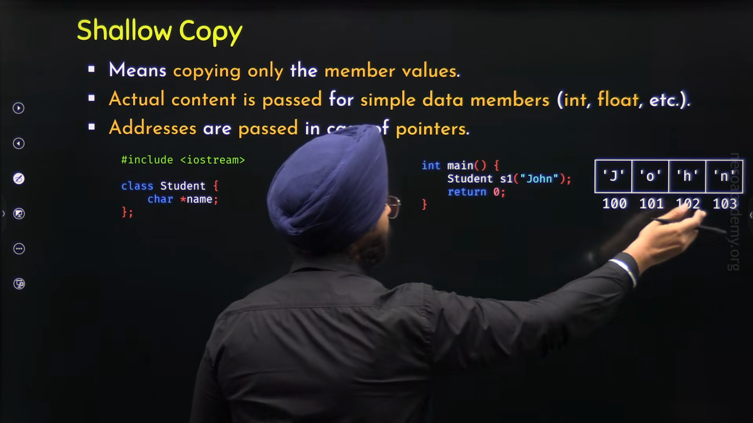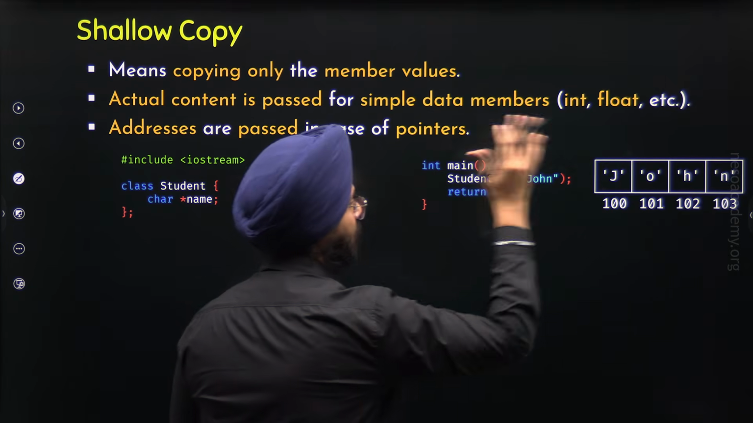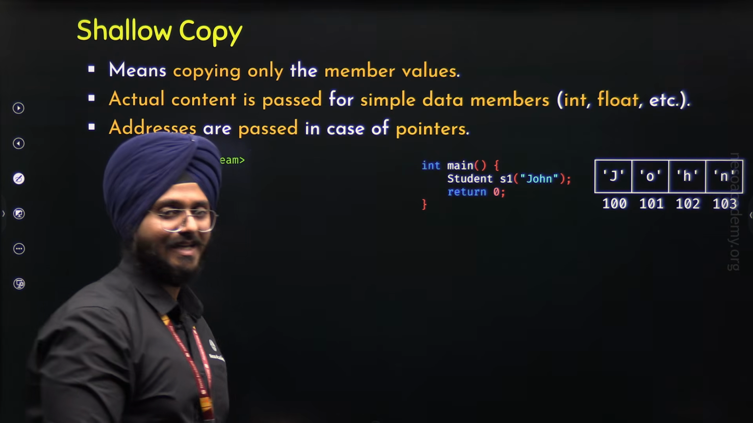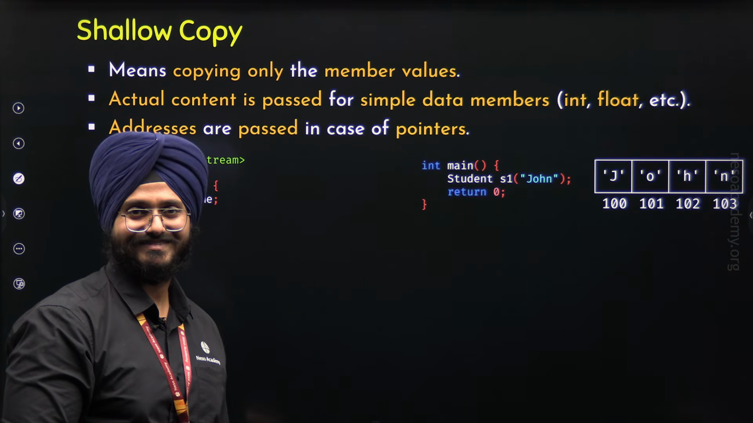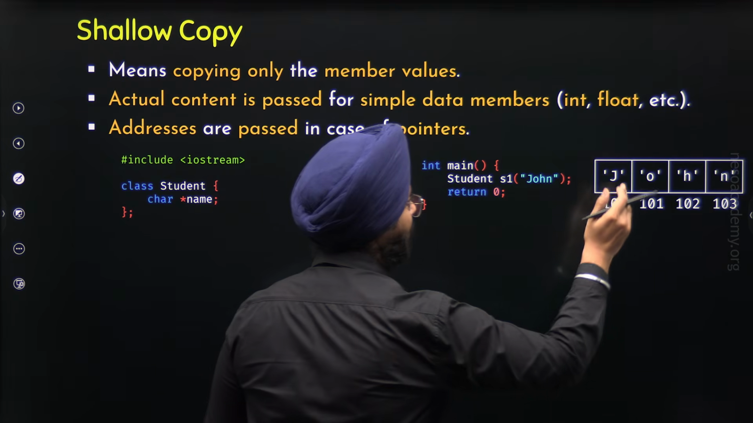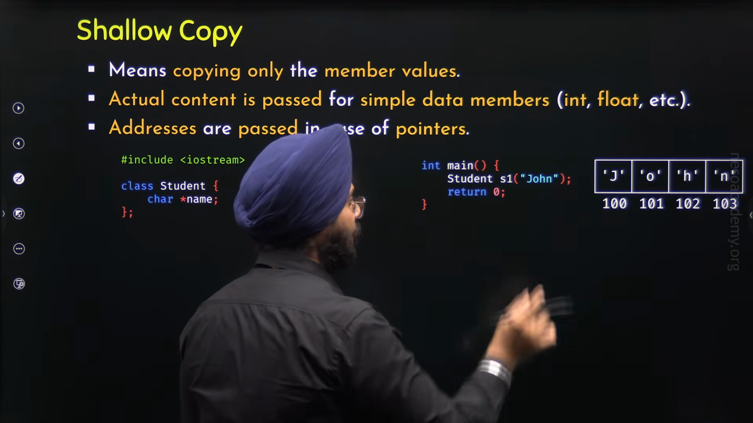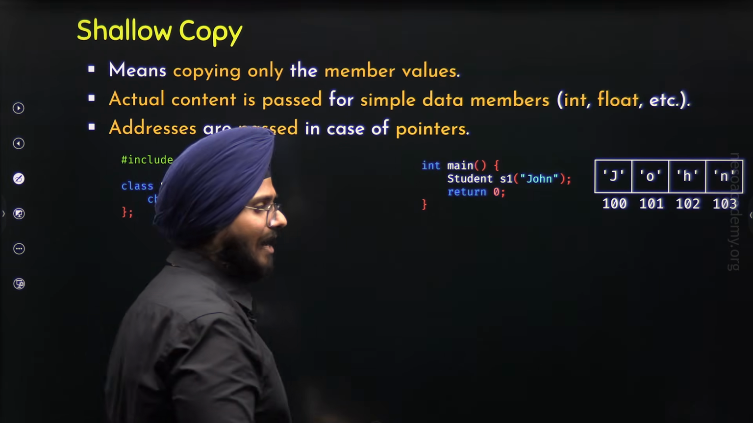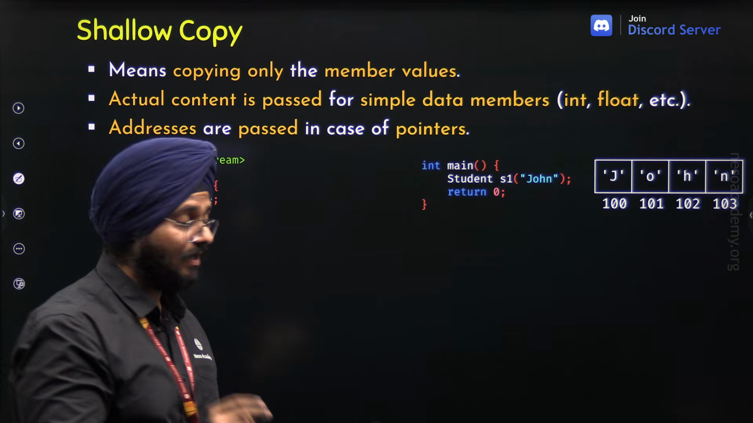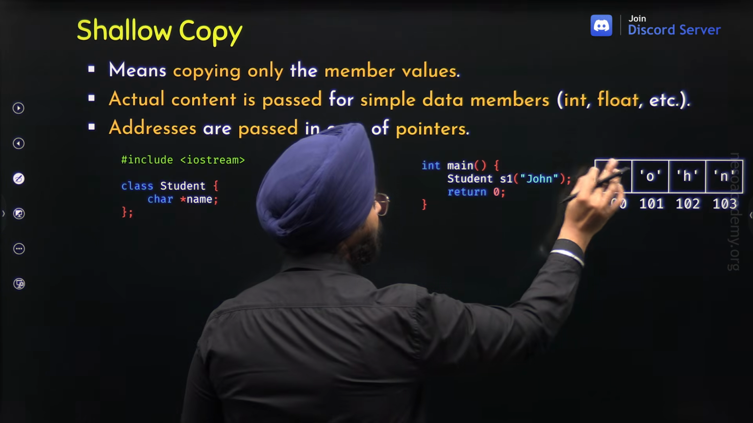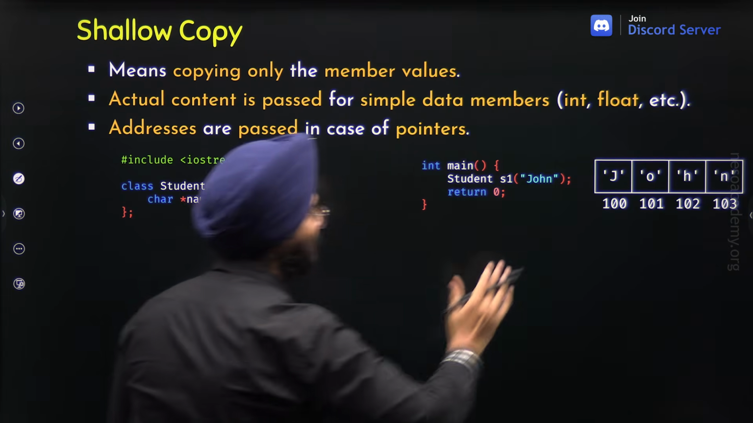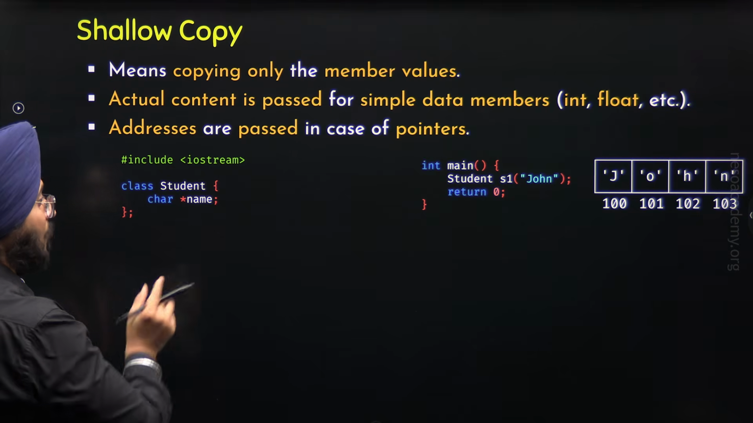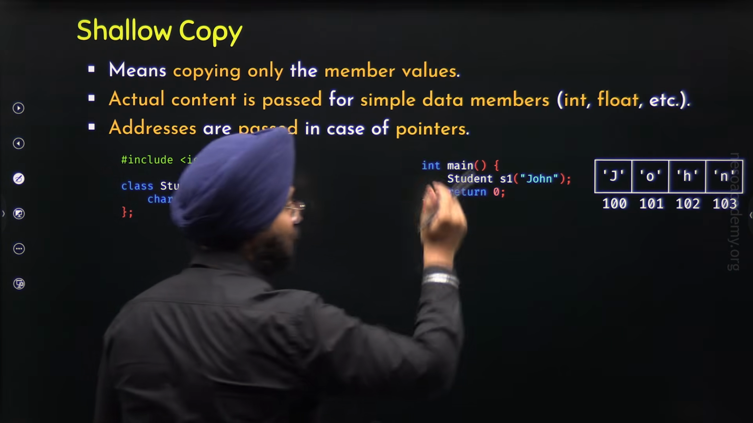The remaining addresses are always in increments of 1. This is because these memory blocks are consecutive. They are one after the other. That is why these addresses are in increments of 1. If we somehow know the address of the first block, then calculating the remaining addresses is not at all difficult. This means if we know the first character, then we can access the remaining characters as well. This is the essence that a character pointer can point to an entire string.